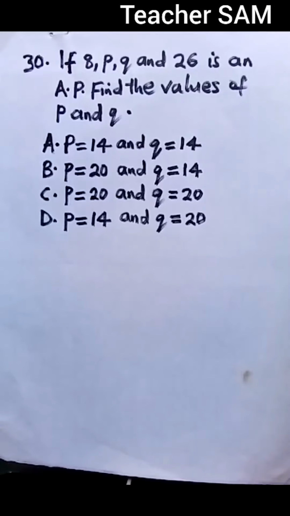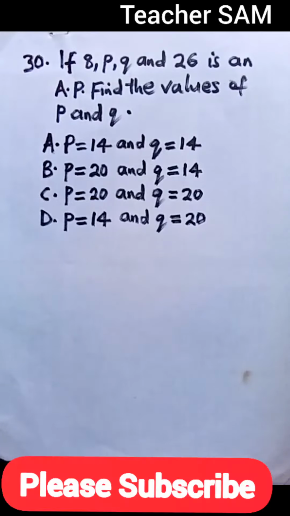If 8, P, Q, and 26 is an AP, find the values of P and Q. Option A, P is equal to 14 and Q is equal to 14. Option B, P is equal to 20 and Q is equal to 14. Option C, P is equal to 20 and Q is equal to 20. Option D, P is equal to 14 and Q is equal to 20.